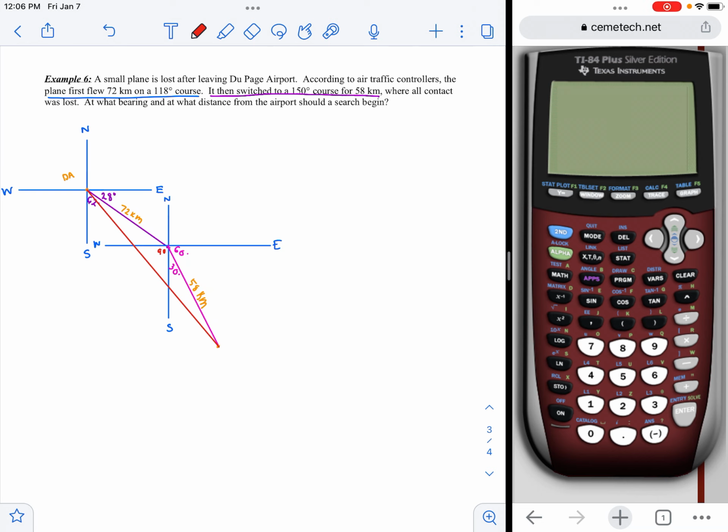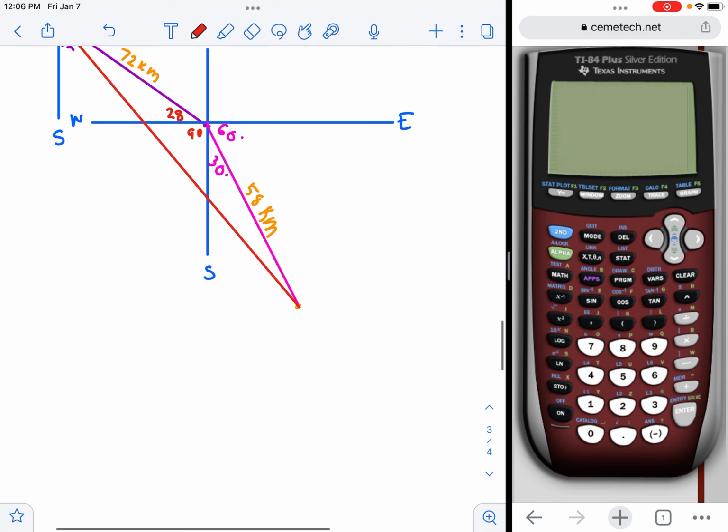Remember, you have parallel lines when you have two compasses, so you're going to use alternate interior angles. So let's see my alternate interior angle. Here's a parallel line, here's a parallel line, here's a transversal. This angle is congruent to that angle right there. So that missing angle that I need to know is 28 degrees.